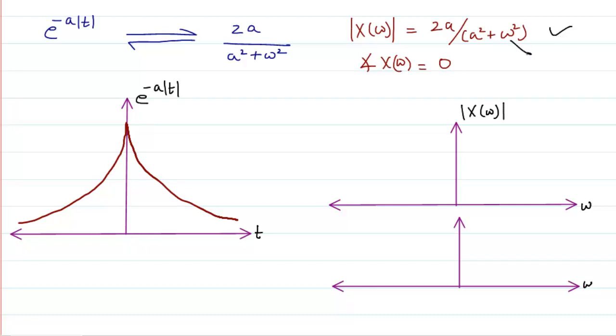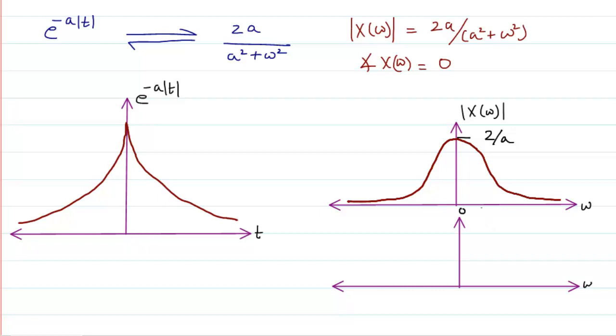If you substitute omega equal to 0, you will get 2 by a, and then its value keeps on reducing. Since it's omega square, whatever happens on the positive axis happens on the negative axis also. So basically it can be drawn something like this. So this is basically having a maximum amplitude of 2 by a.